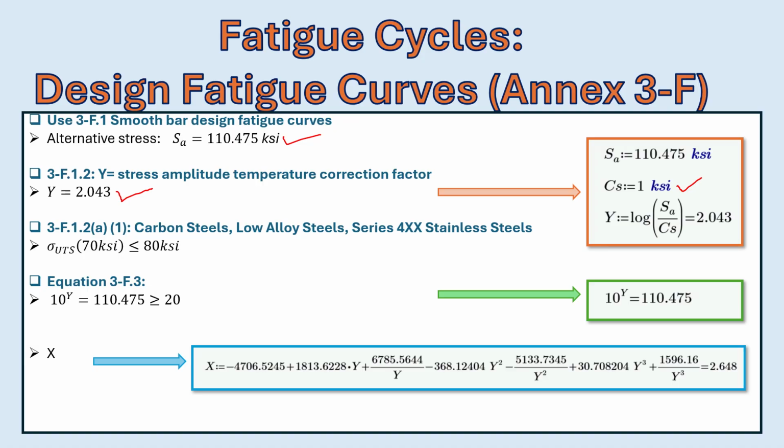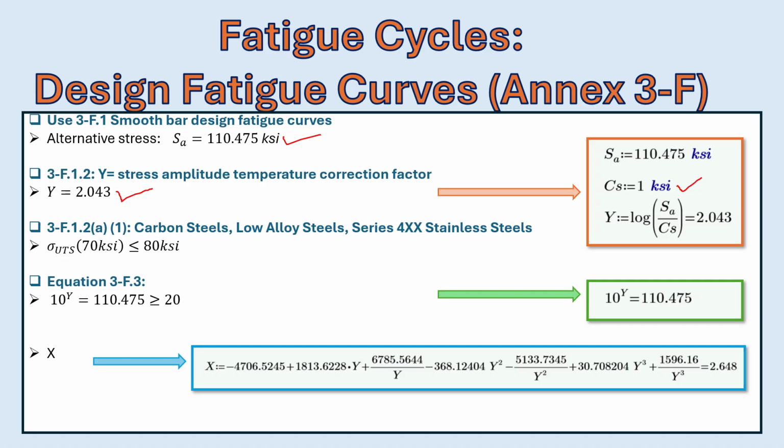3f1.2a1. So we need to know the type of the material that we have. In our case, the material is carbon steel, low alloy steel, which is a series 4xx stainless steel. There could be 3xx stainless steel depending upon the type of material. So in our case, we're going to use 4xx steel.